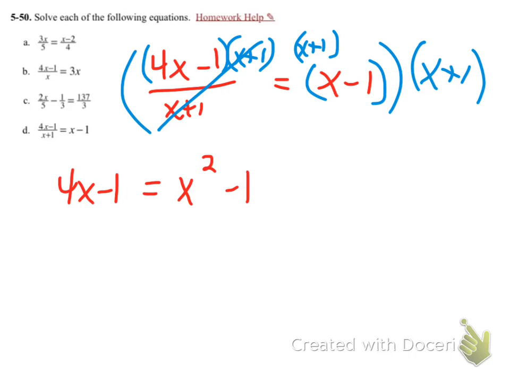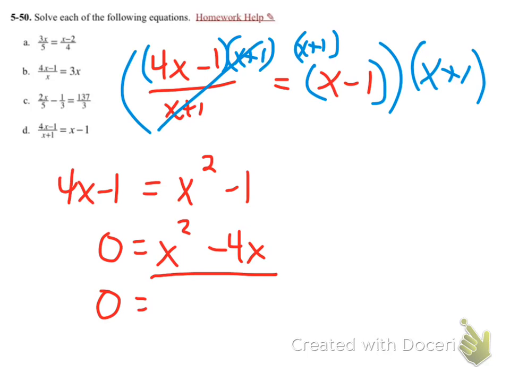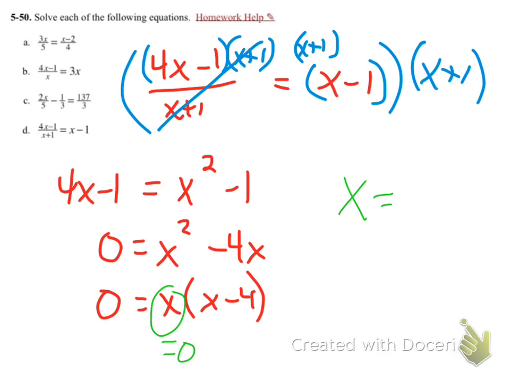Setting everything equal to 0, moving this to the right side so I keep my leading coefficient positive. I'm going to subtract the 4x and add the 1, so those actually cancel out. I can factor this. They both contain an x, so I can factor an x out of them, leaving x minus 4. And zero product property, either this equals 0, so it gives me an answer of x equals 0, or this equals 0, which gives me an answer of positive 4.